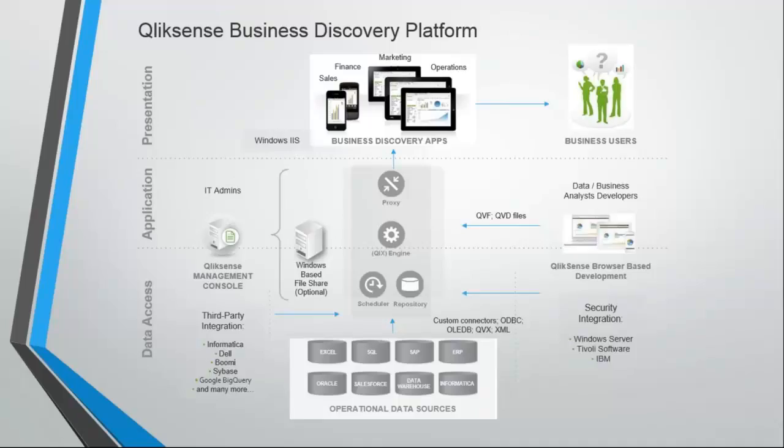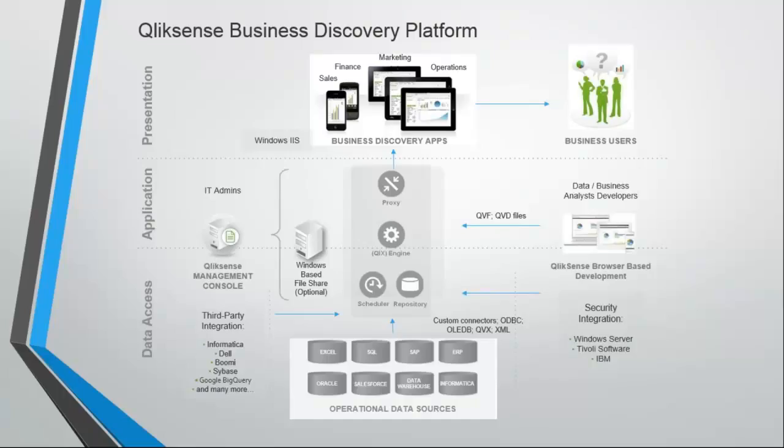If you look at the architecture, QlikSense is also a very simple architecture. It's a server-client architecture. You have a server which connects to the database, and the end users connect to the server. The data access layer is everything to do with your data, so your data can reside anywhere. The application layer is our QlikSense layer.